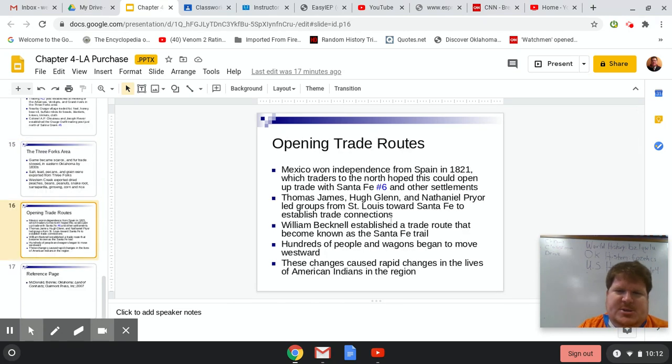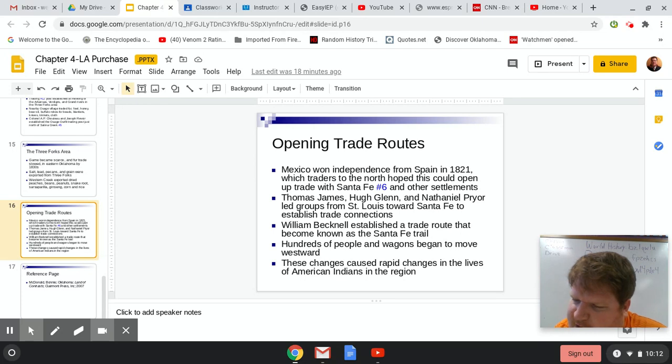All right, your answer to the other answer number 6 is Santa Fe. You have to write down Santa Fe. So, other trade routes were established. We would see that Mexico had won its independence from Spain in 1821, which traders to the north hoped could open up trade with Santa Fe and other settlements. We would see that Thomas James, Hugh Glenn, and Nathan Pryor led groups from St. Louis to Santa Fe to establish trade connections.